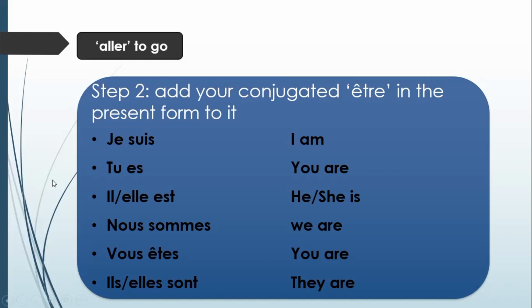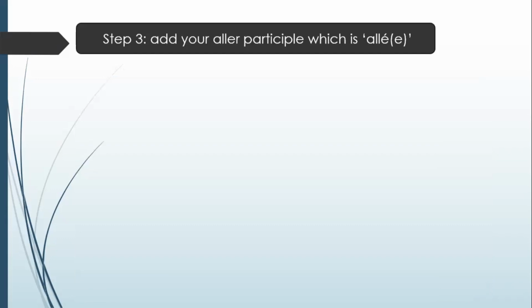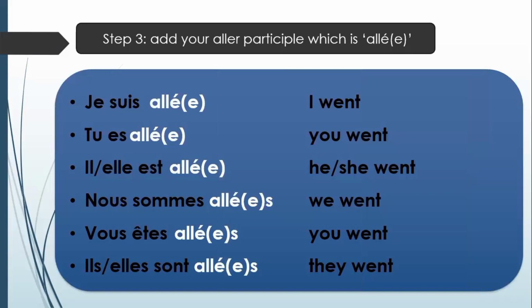Oui, ma'am. Ok, d'accord. On va continuer avec la troisième étape. So for the third step, we are going to add our aller participle, which is allé, to the back of our je suis, tu es, il ou elle est, nous sommes, vous êtes. So we have je suis allé.